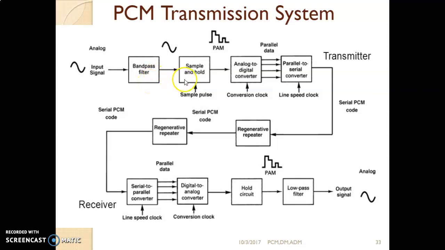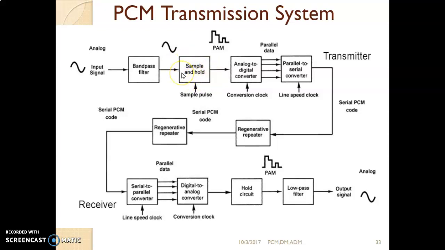Followed by that, we have a sample and hold circuit, which will be converting our analog signal, which is the first block of analog to digital conversion. The first block is the sampling. So sample and hold is going to convert our analog signal into a flat top PAM signal. Let me be very precise. It is flat top PAM because we also have a hold circuit and a sample pulse is provided to this particular sample and hold circuit.